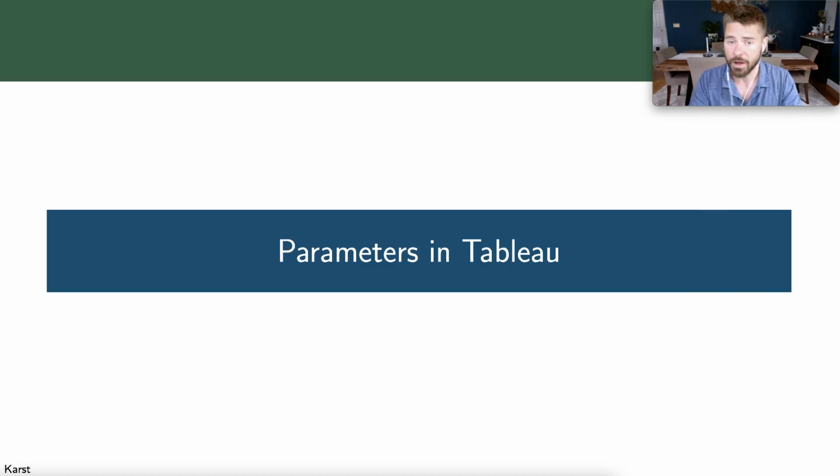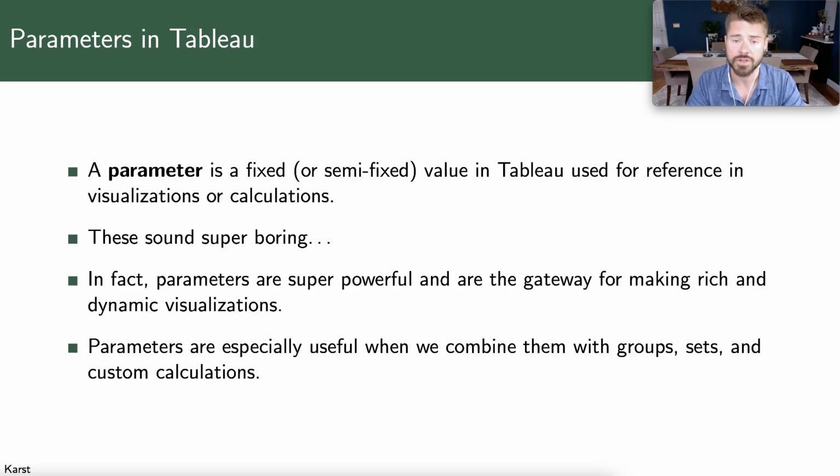So let's talk about what they are. We'll do a use case now, and then we'll do a more advanced use case later where we can start to see the power of parameters not by themselves, but how they relate to things like groups and sets and hierarchies and case statements. So a parameter at its core is a fixed, or let's call it semi-fixed value. It's like a constant in programming, a constant you can change, but until you change it, it is fixed. And honestly, what sounds more boring than a constant? It doesn't seem like these things would be interesting, but they are incredibly powerful.